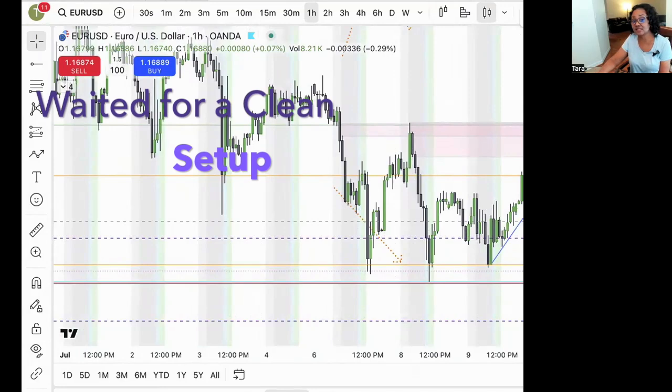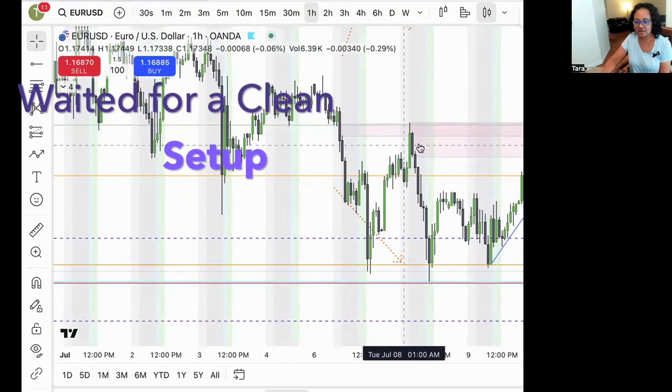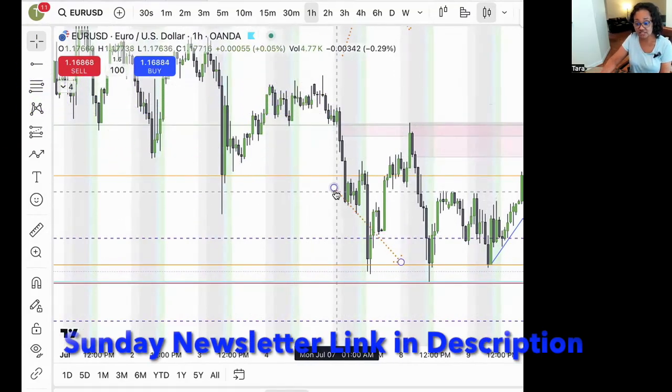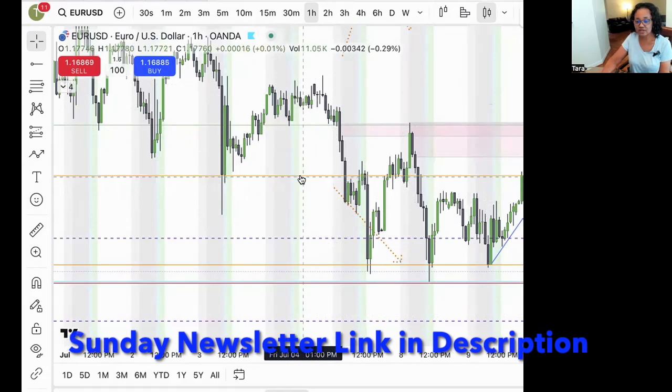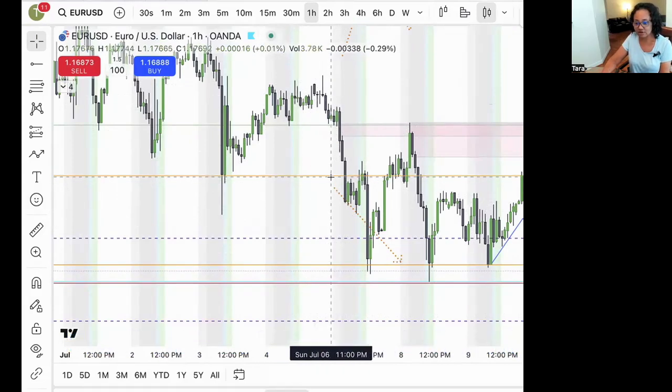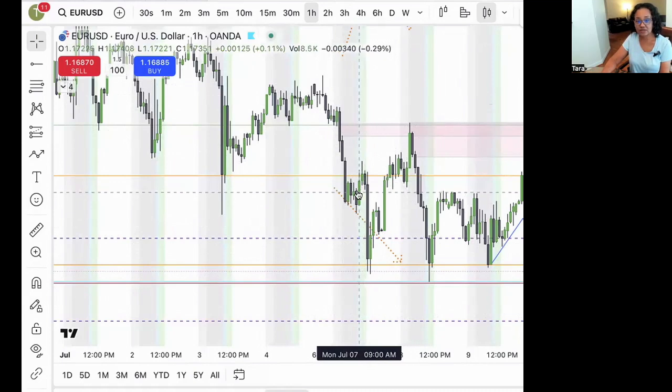We're going to break down a clean setup. We can see here that on Sunday we had marked that price would continue down from this area of support. We can see that price did break our level of support here around 4 a.m. on Monday and then retested this area right at 10 a.m., which is right during our trading window. So some of you may have caught that, which is great.